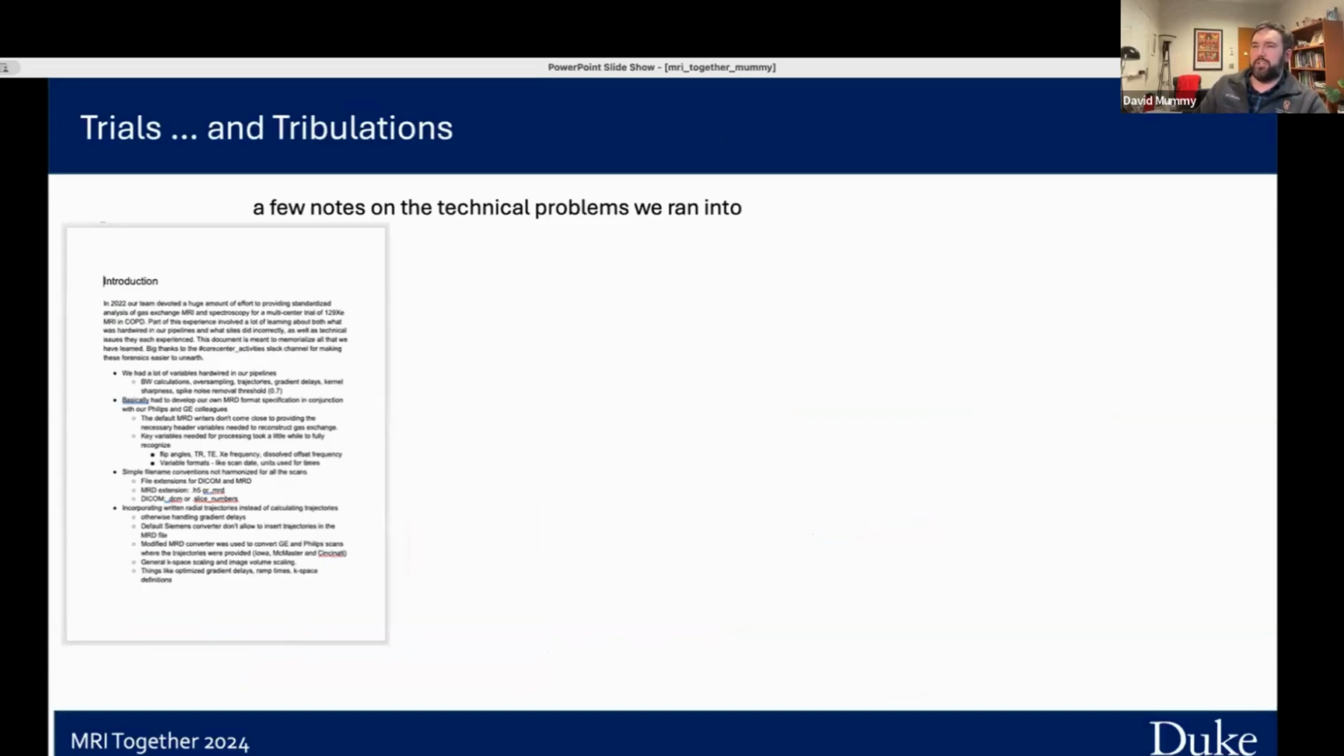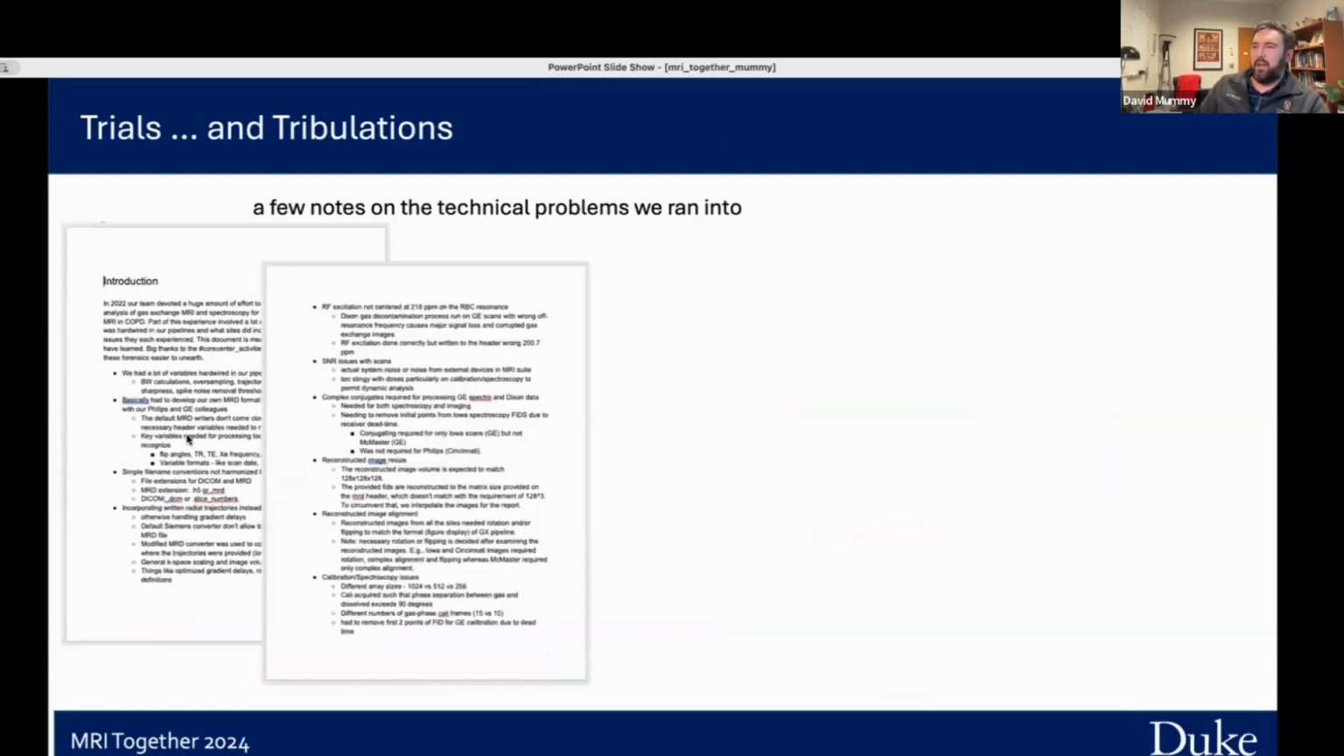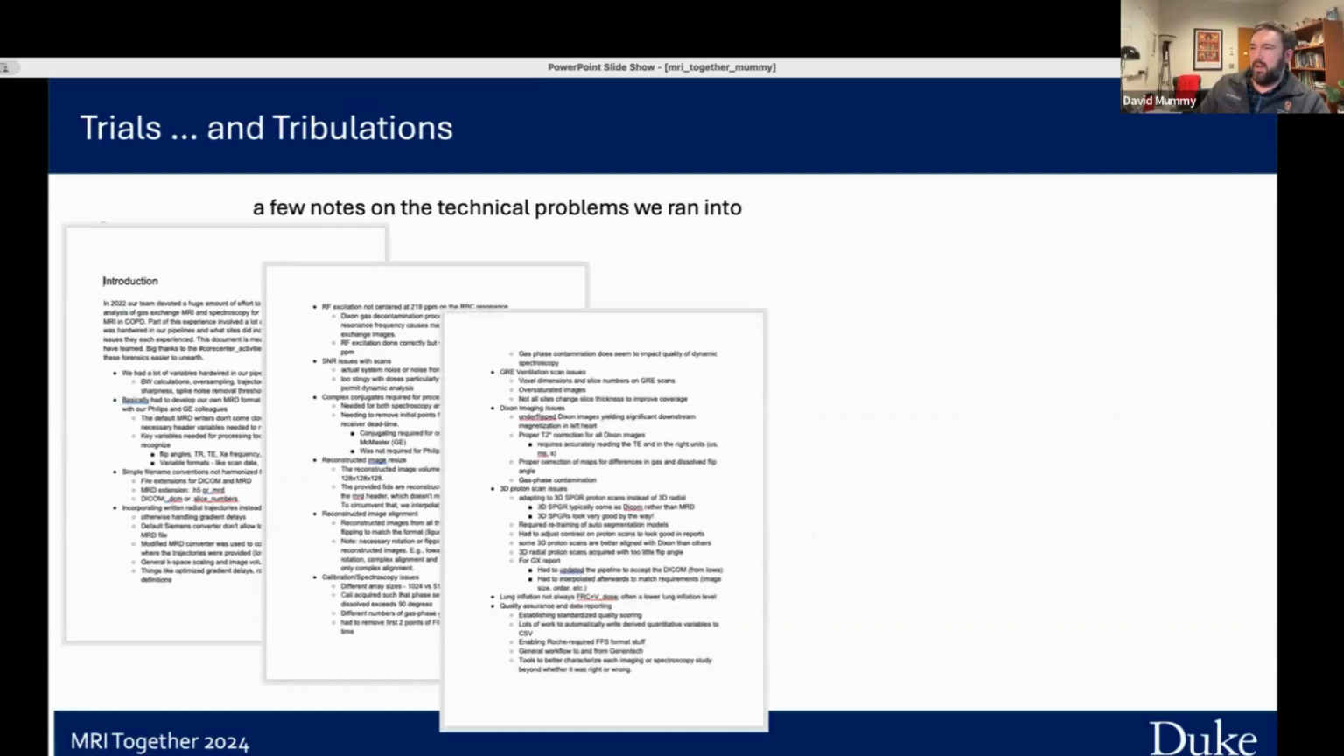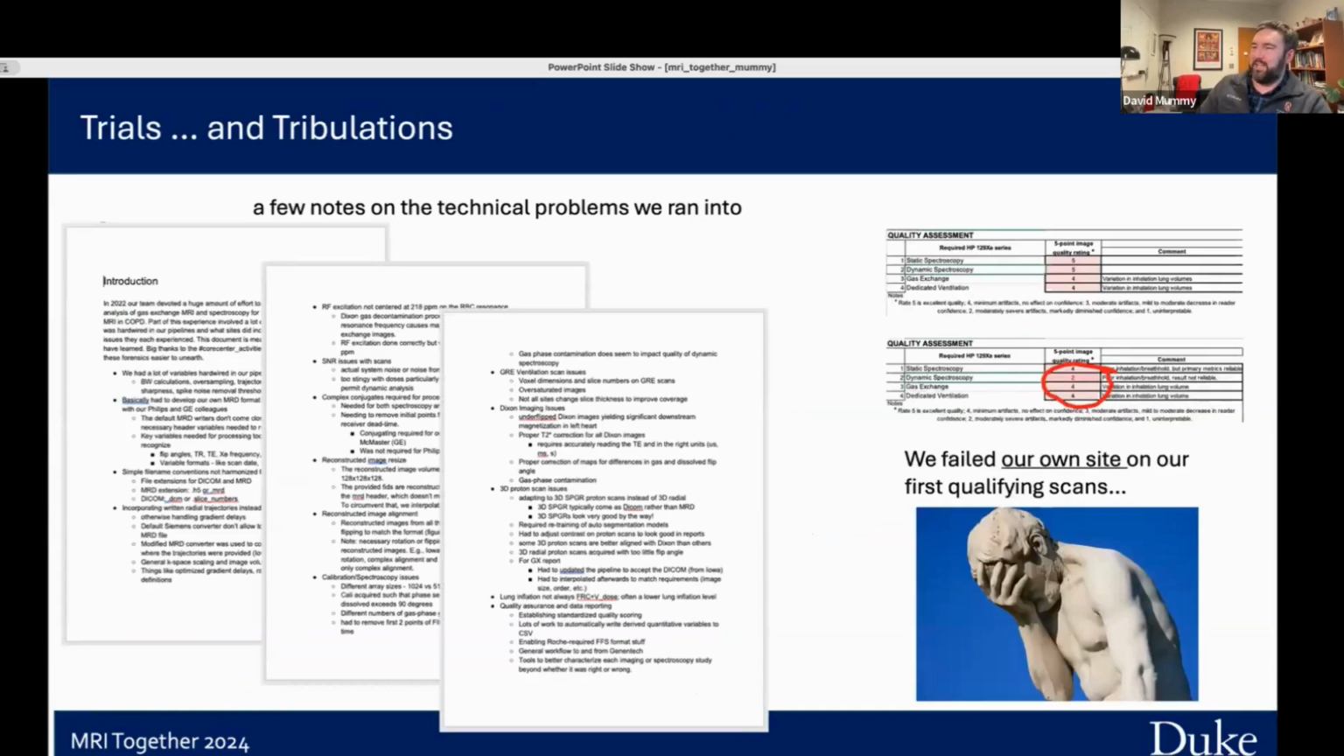We did run into just a few technical problems, as illustrated by these bullet points and these bullet points, and also these bullet points. So it was a lot more complicated than we expected, given that we put it all together in a really nice manual. In fact, we actually had to fail ourselves in our first quality control subject because we did not get it right.